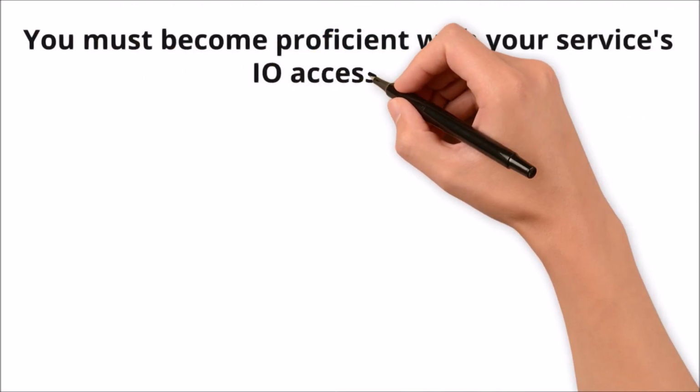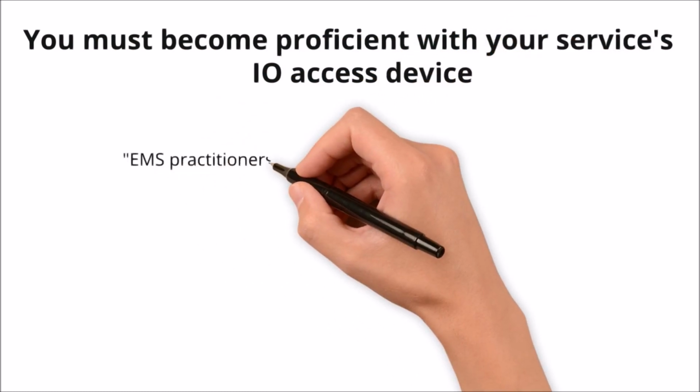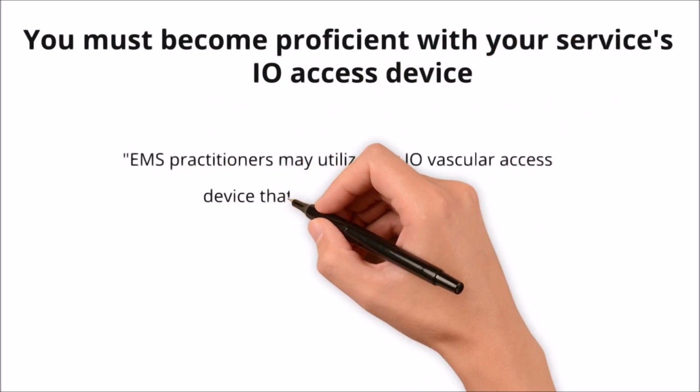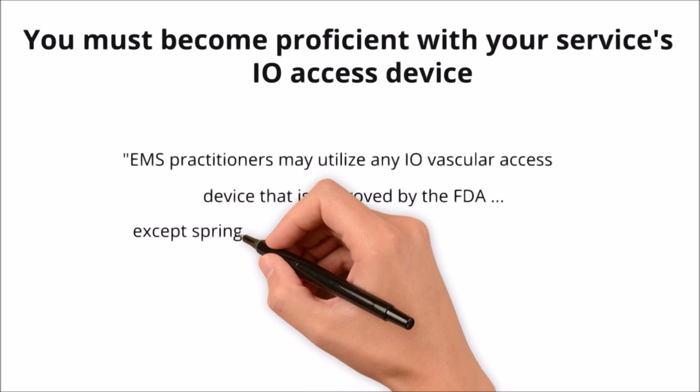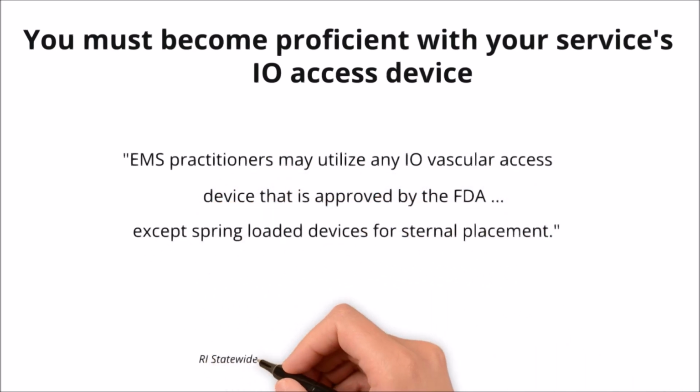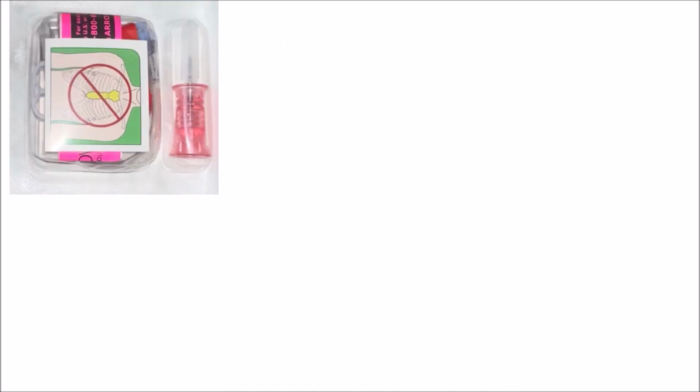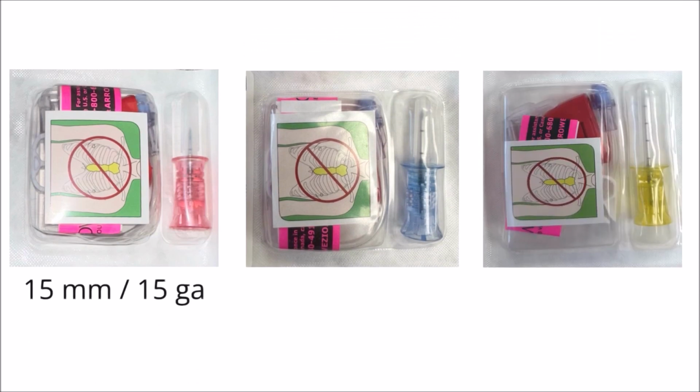EMS practitioners may utilize any IO vascular access device that is approved by the FDA, with the exception of the spring-loaded devices for sternal placement. Teleflex Arrow EZ-IO has 3 different size needles. They're all 15 gauge. One's 15 millimeter, one's 25 millimeter, and one's 45 millimeter.